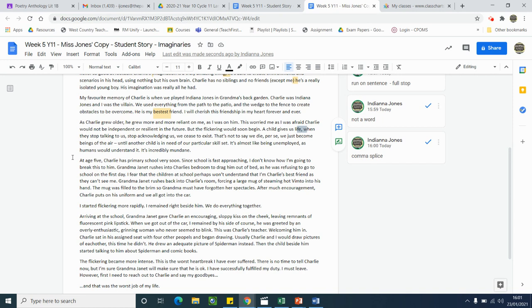"Grandma Janet rushes into Charlie's bedroom to drag him out of bed as he was refusing to go to school on the first day." There is a mix-up now. So, do you see? He's gone to "has", which if he just stayed in present tense from now on, might have just about been okay. But Grandma Janet rushes in, present tense, to Charlie's bedroom to drag him out, present tense, of bed, as he was refusing to go to school on the first day, past tense.